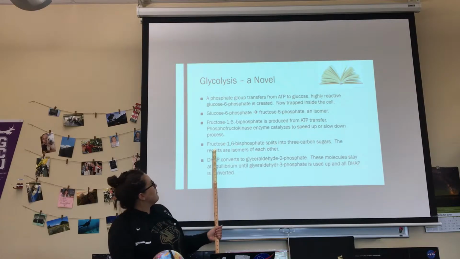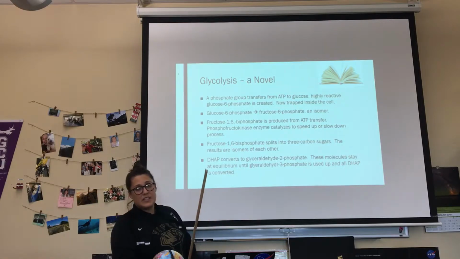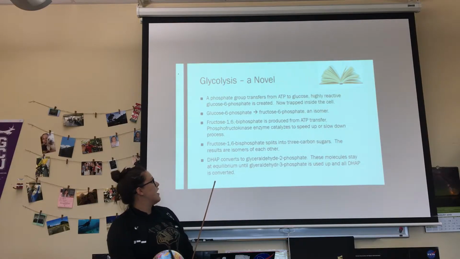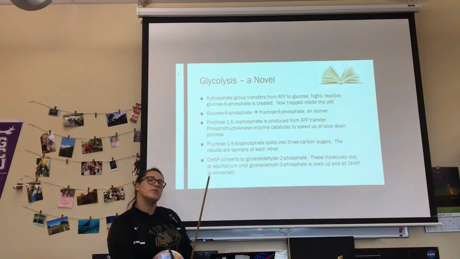Then coming down to the next step, fructose 1,6-bisphosphate splits into 3-carbon sugars, and the results are all isomers of each other. So many steps throughout glycolysis produce products that are very similar to the previous or original product, just slightly different.